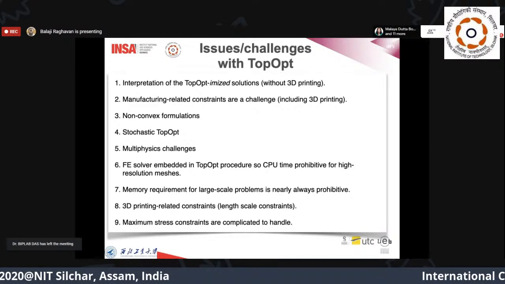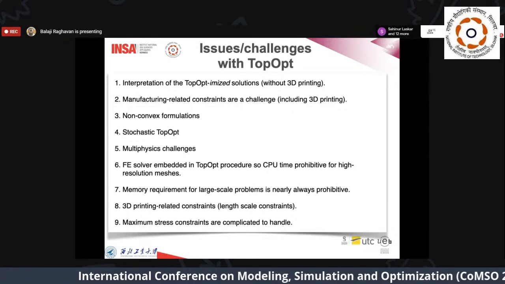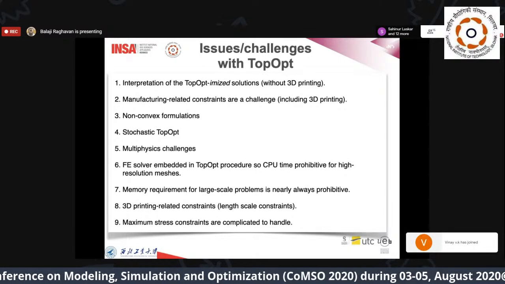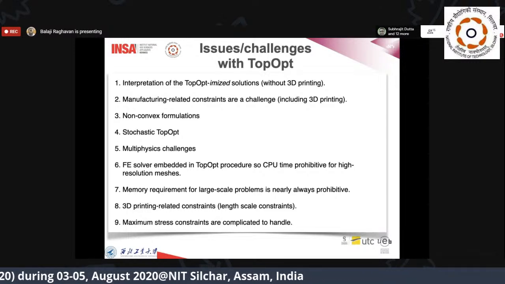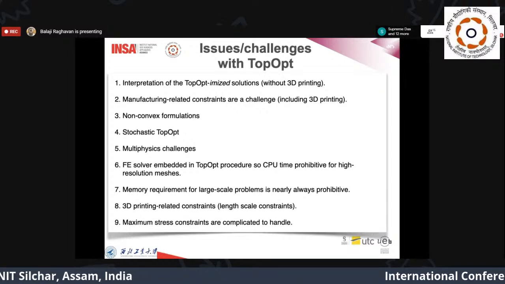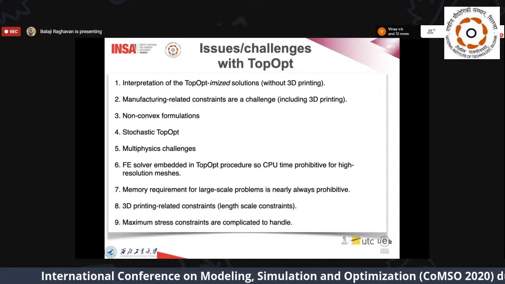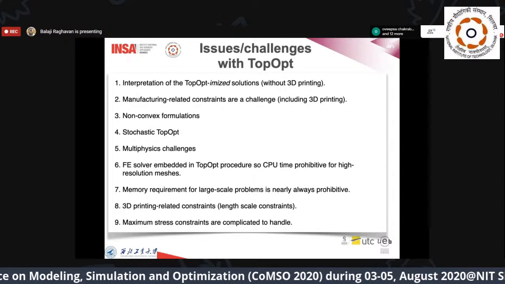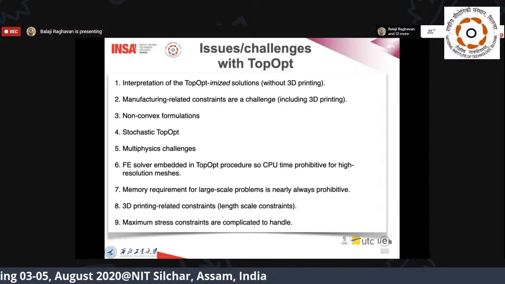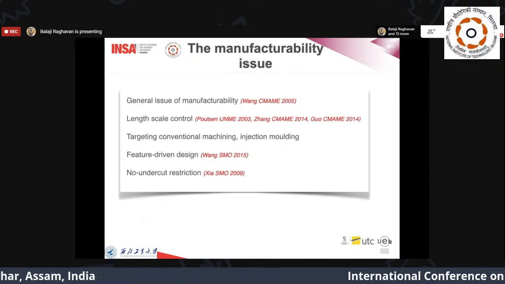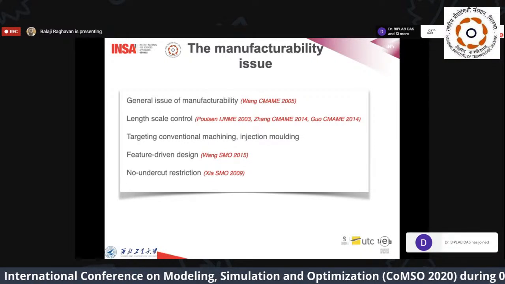Now, the meat and potatoes is you've got the FE, the high fidelity solver, embedded in a topology optimization loop. So the CPU time is prohibitive. For higher resolution meshes, we want a finer mesh. The memory requirement is nearly always prohibitive. And how do you apply length scale constraints? Okay, so for 3D printing, for example, and this is laughable, but even today in 2020, maximum stress constraints give us problems. So we want to optimize the stiffness, but we want to limit the maximum stress inside the material.